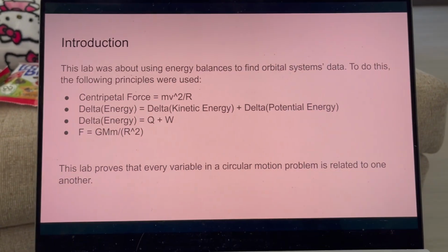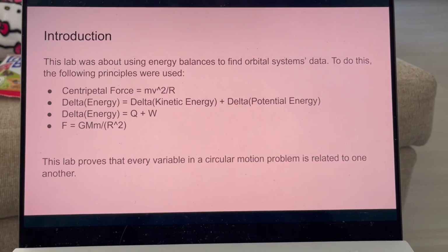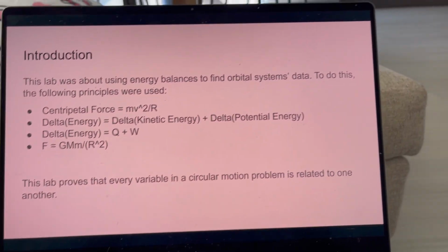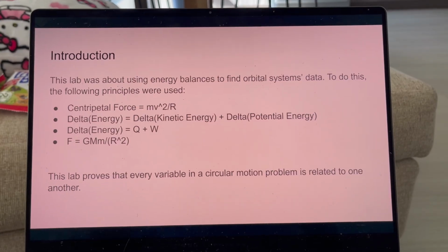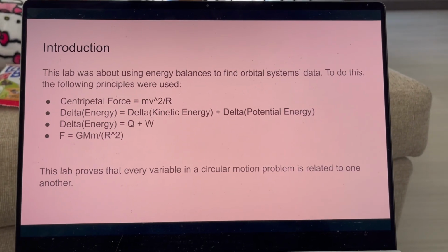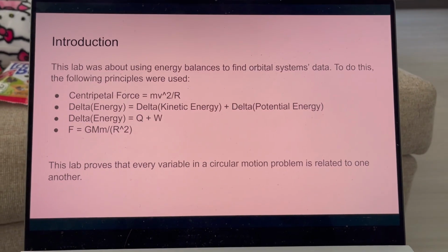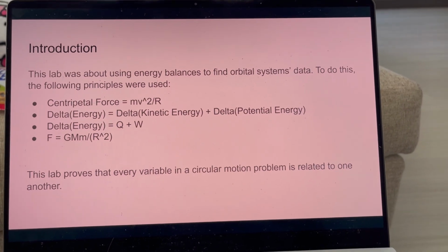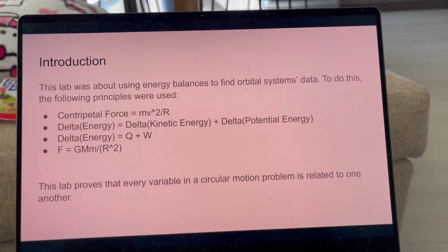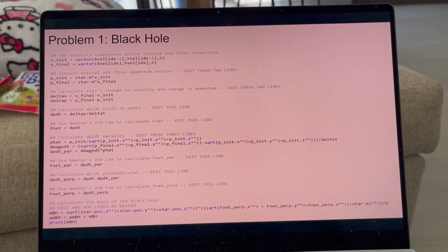And then also the force of gravity is equal to the gravitational constant G, times the two masses multiplied together, over r squared. The point of this lab is to prove that every variable in a circular motion problem is related to one another. So if you have the minimum amount of variables required, you can find every other variable through these equations.